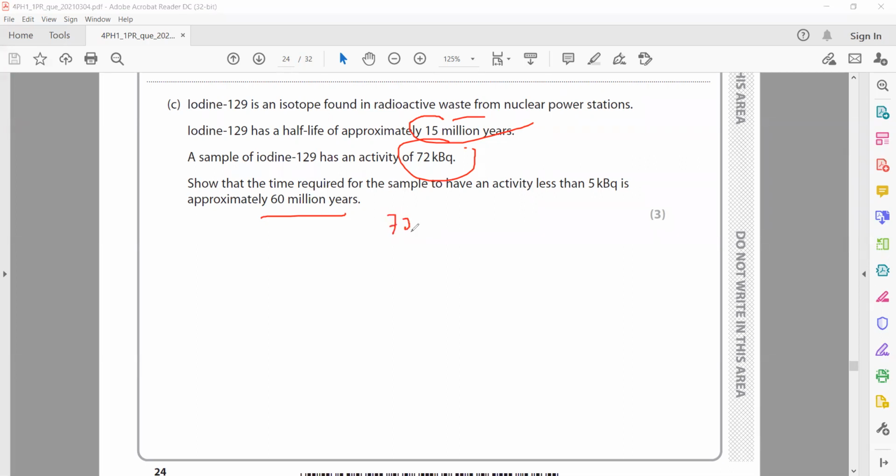So 72 kilobecquerel, after the first half-life, after 15 million years, will turn into 36 kilobecquerel. After a further 15 million years, it will turn into 18 kilobecquerel. After a further 15 million years, it will turn into 9 kilobecquerel. And after a further 15 million years, it will turn into 4.5 kilobecquerel.